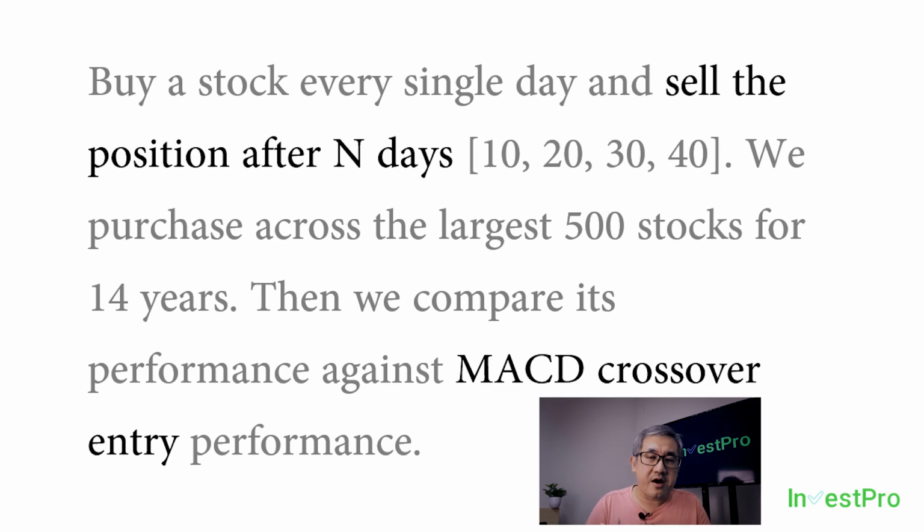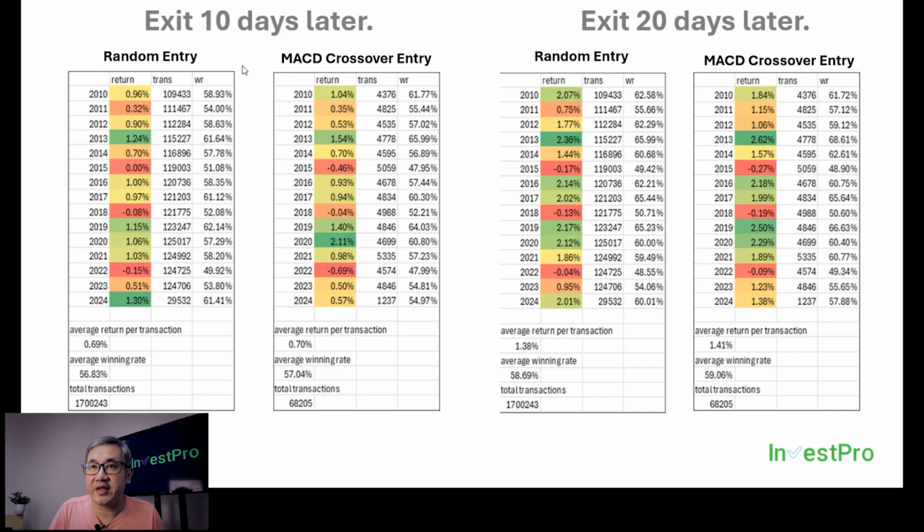And to make this experiment unbiased, we test across the US largest 500 stocks, and we do it across 14 years. Once we have this performance table, we make a comparison between the two strategies: the one with the random entry and exits, compared to the strategy with the MACD crossover entry and exits. Let's take a look at this page, and let's focus first on the exit 10 days later.